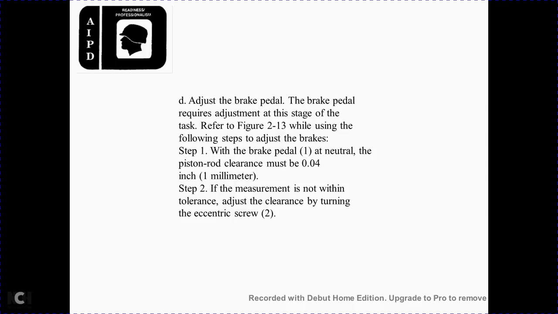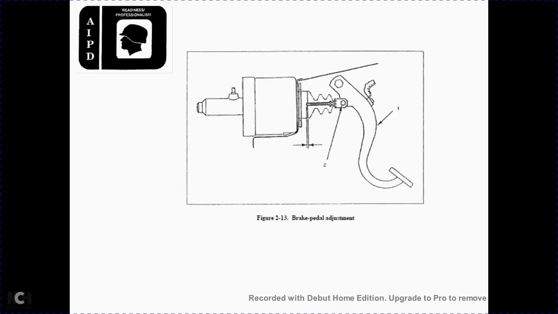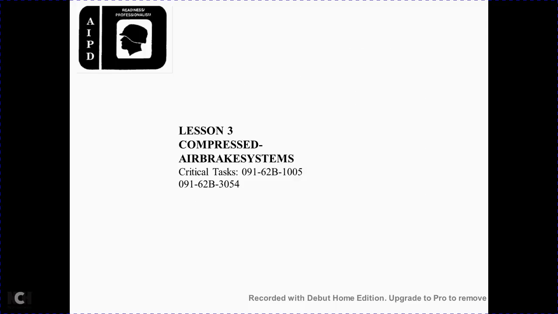Adjust the brake. Step 1, with the brake pedal in neutral, the piston rod clearance must be 4/100ths of an inch, or 1 millimeter. Step 2, measure it within tolerance and adjust the clearance by turning the eccentric screw 2. Figure 213, brake pedal and pedal adjustment. Lesson 3, compressed air brake systems.